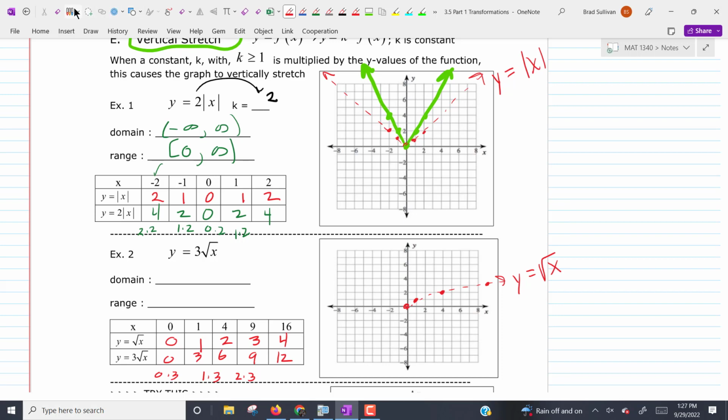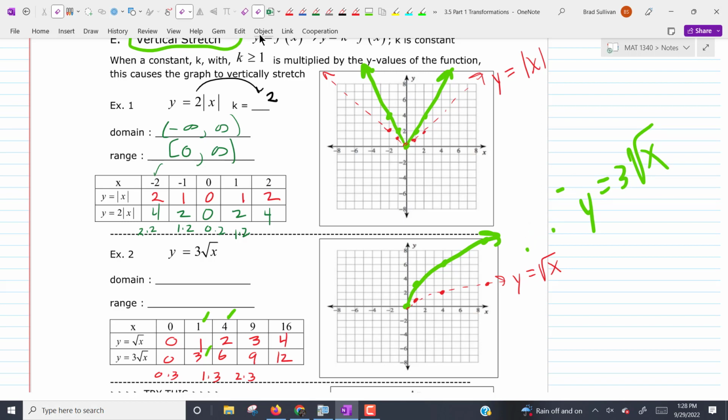So now if you go through and plot your points, it looks like we got (0, 0), same point. You got (1, 3). And then you got (4, 6), so over 4 up 6. And then (9, 9), so that's way up there. You can kind of estimate where that is. So once you get those points plotted, that would be y equals 3 times the square root of x, like that. Okay, so you can see that it's stretching.